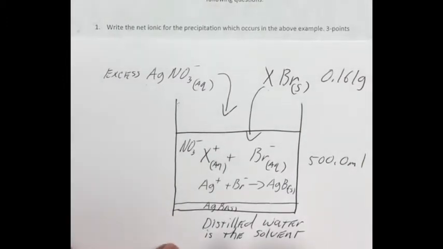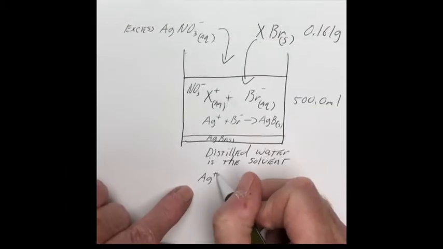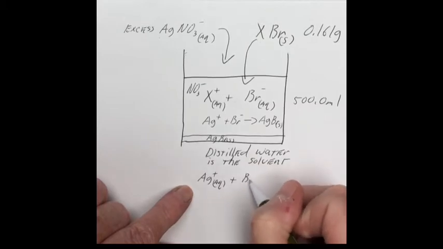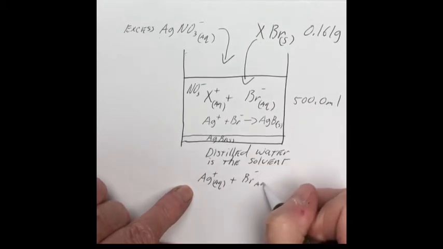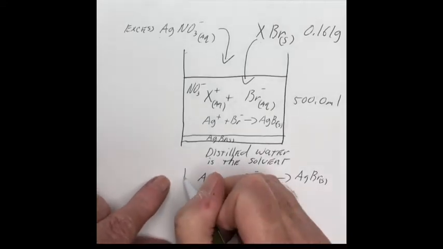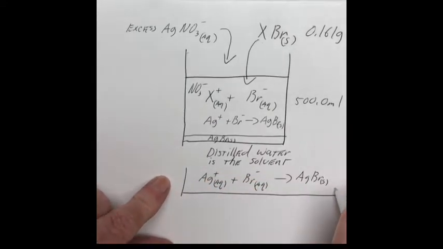The net ionic, again, let's rewrite it here, is Ag+ aqueous plus Br minus aqueous yields AgBr solid, and there's our net ionic.